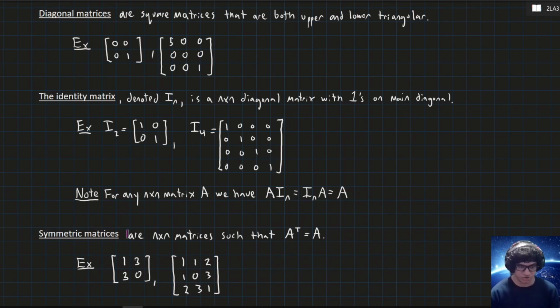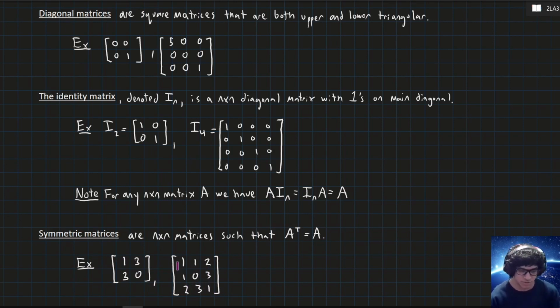Then there are symmetric matrices. These are matrices that are square and are invariant under transpose. In other words, when you transpose them, they don't change. So A transpose equals A. Here are two examples. If I take the transpose of this matrix, I swap its rows and columns, then this matrix will be the same. Same with this matrix here.